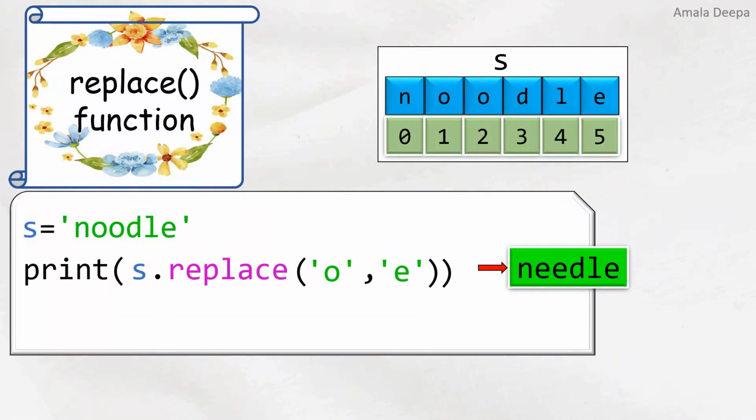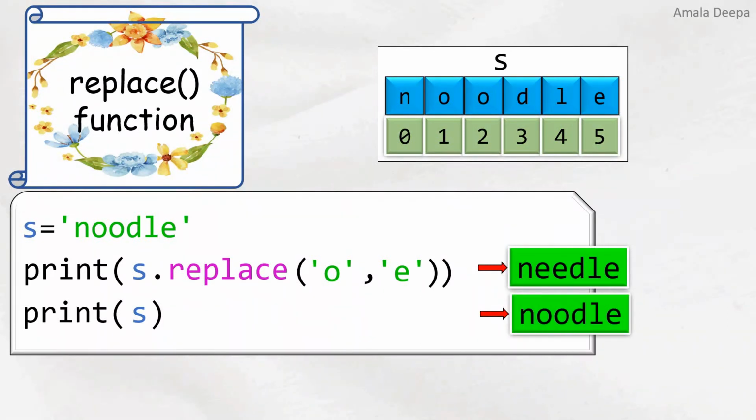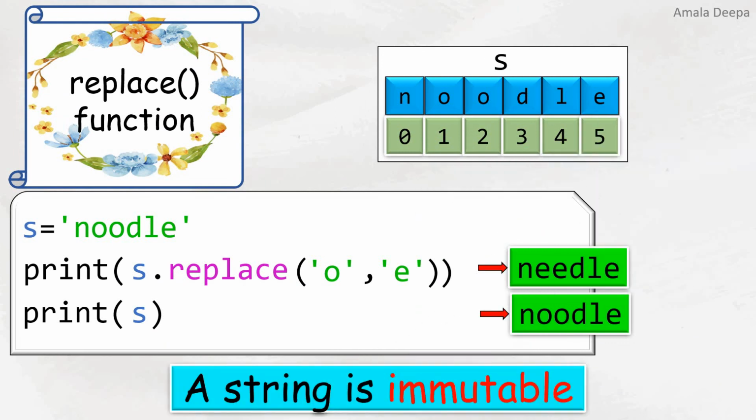Suppose I give print S, what will be the output? It will be noodle, the original string noodle, because of the fact that a string is immutable.